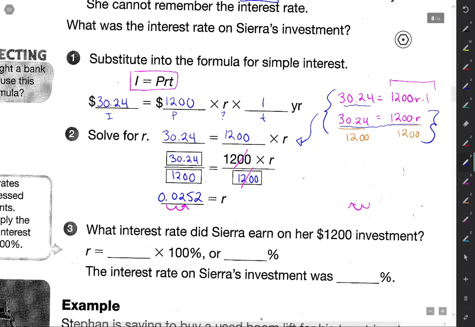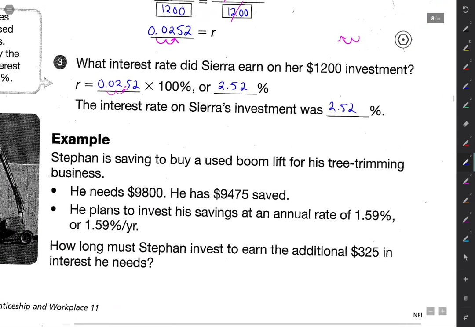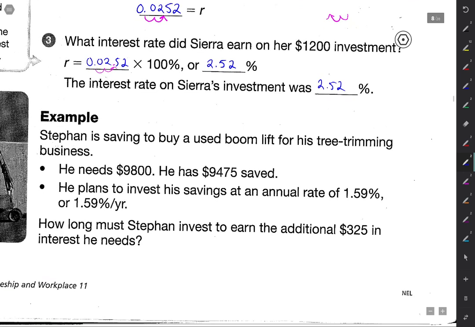Now what that's essentially doing is multiplying it times 100. So we're going to take the R value, which is 0.0252, and multiply it by 100. So in your calculator, do 0.0252 times 100, and you will get 2.52%. That's the same thing as if we took that decimal place and moved it over 2 spots right there. So the interest rate on Sierra's investment was 2.52%.